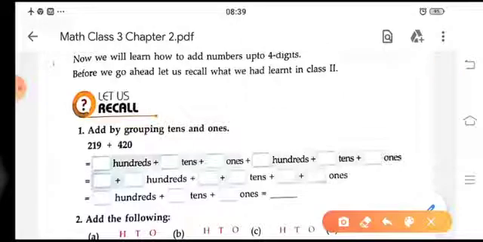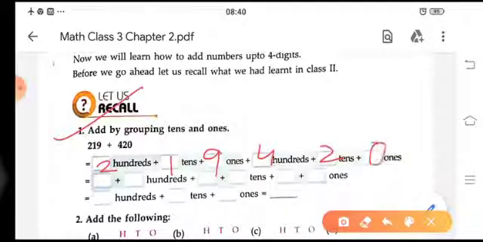So here let's start number 1. Here 219 plus 420. What do we do here? First we write the hundreds, tens and ones. In 219, 2 is at the position of hundreds, 1 is at the position of tens and 9 is at the position of ones. Similarly here, 420: 4 is at the position of hundreds, then 2 tens and 0 ones.